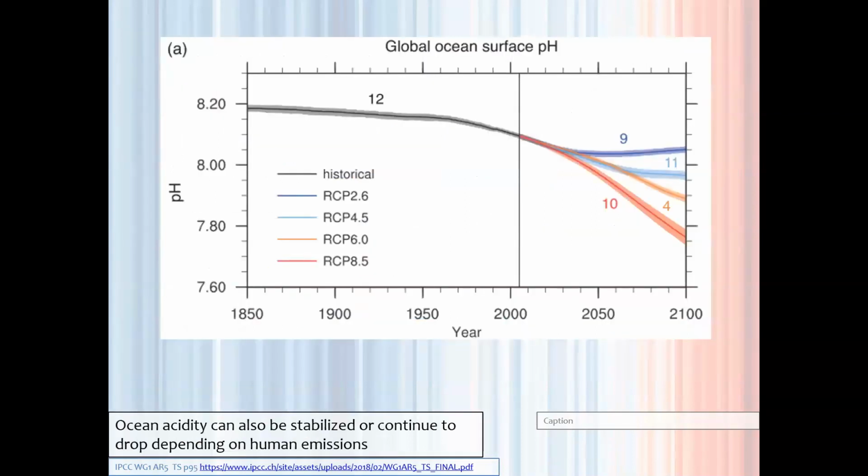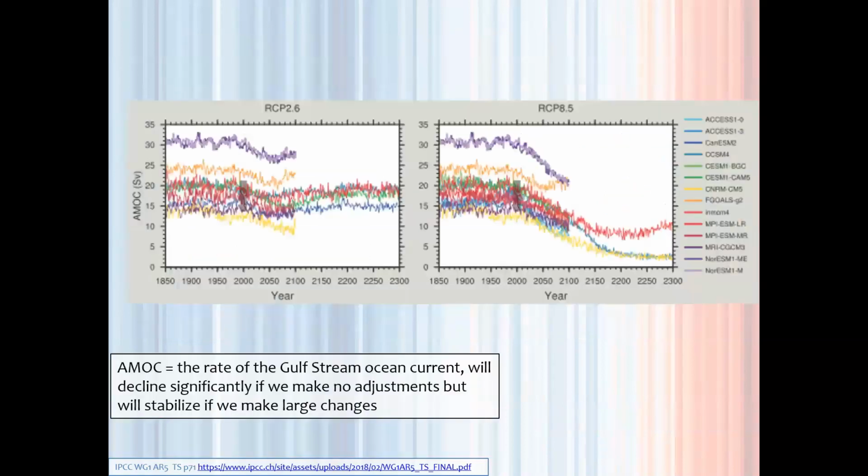Other things can be affected too. Surface pH of the ocean. So this is acidic. And this is what has changed today. We've dropped by about 0.1 pH units. And we could either stabilize that, or we could drop it by several more pH units over the coming 100 years or so. And that Gulf Stream current, the rate of that, is probably going to decline significantly if we make no adjustments. But we'll stabilize if we make large changes. What does that mean? Well, it's going to mean big changes to places in the Northern Hemisphere.